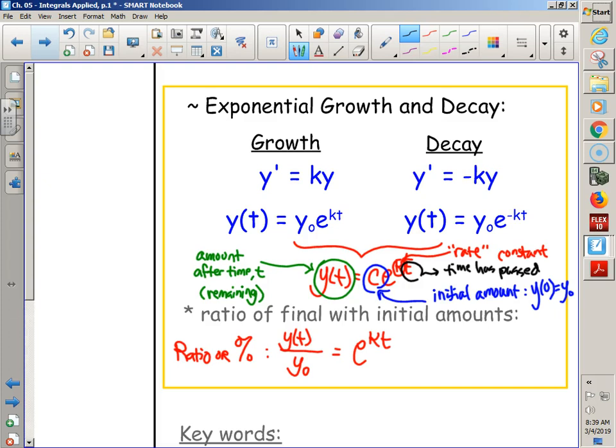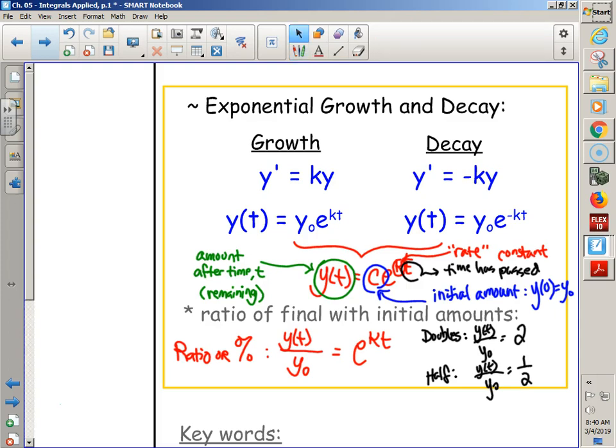So for instance, if they were to say something like doubling or doubles, we could say that y of t over y sub naught, what was and what is, equal to 2 or 200%. If it cuts in half or a third or a fourth, we would make that ratio what is to what was. So we can kind of rearrange the equation in the sense of making a ratio ourselves and setting it equal to the other amount.